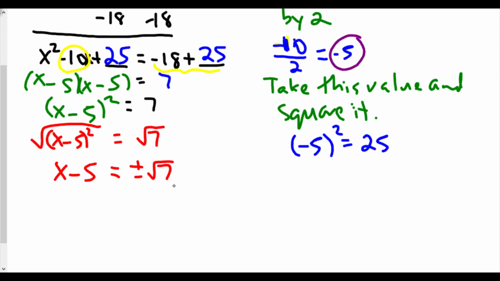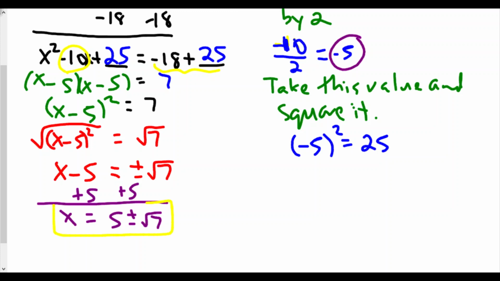Now, to get x by itself, we just add 5 to both sides. And it looks really weird, but x is equal to 5 plus or minus the square root of 7. And that's your solution. Now, what does this mean? It means that x equals 5 plus the square root of 7, and x equals 5 minus the square root of 7. Right? That's two solutions. That's what the plus and minus means.